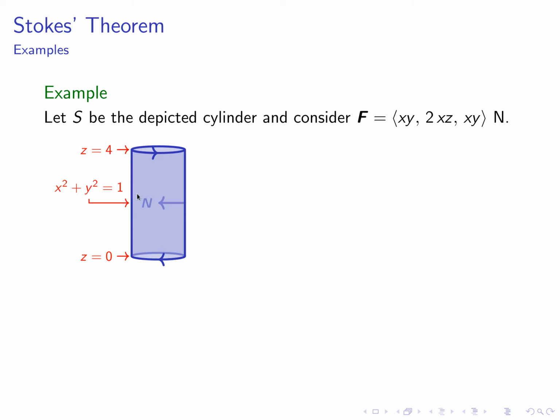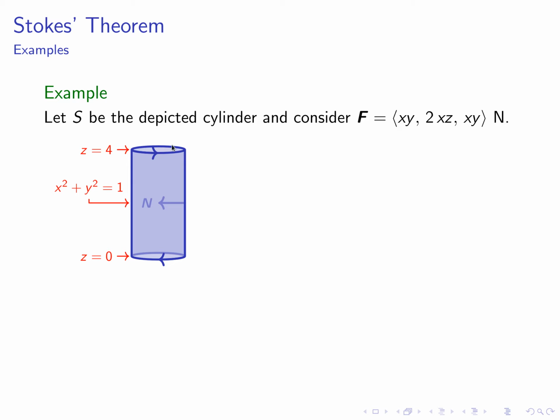And what I mean by this is we have an open cylinder here, whose bottom part of the boundary is at z equals 0 and top part of the boundary is z equals 4. So we have an open cylinder cut off at z equals 0 and z equals 4. Previously we calculated the work done by this vector field on the boundary of this surface, and it required us to do two line integrals because there are two parts of the boundary of this surface.